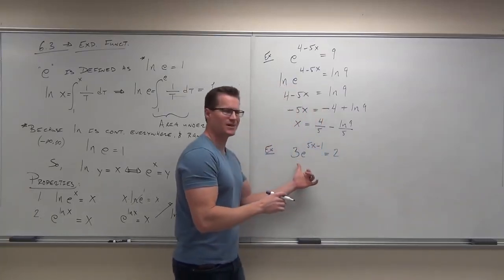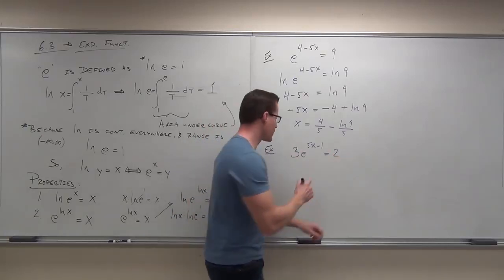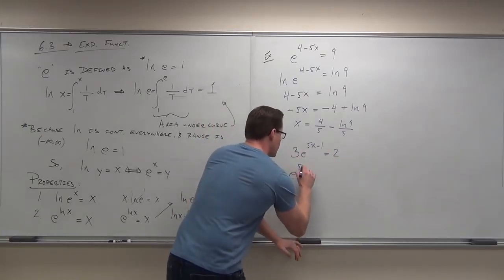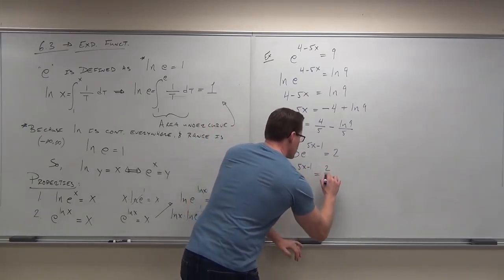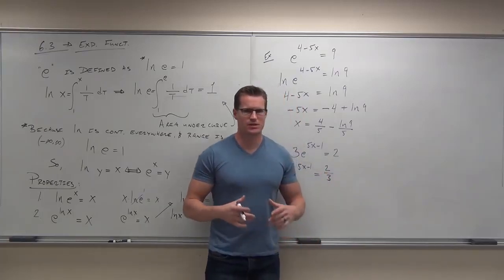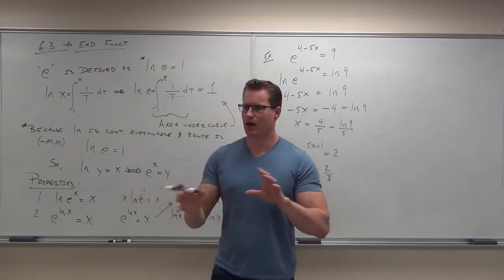So this 2, not so good. We're going to get rid of that. We're going to have e to the 5x minus 1 equals 2/3. Well, that's a little bit better because now we can actually take an ln on both sides.